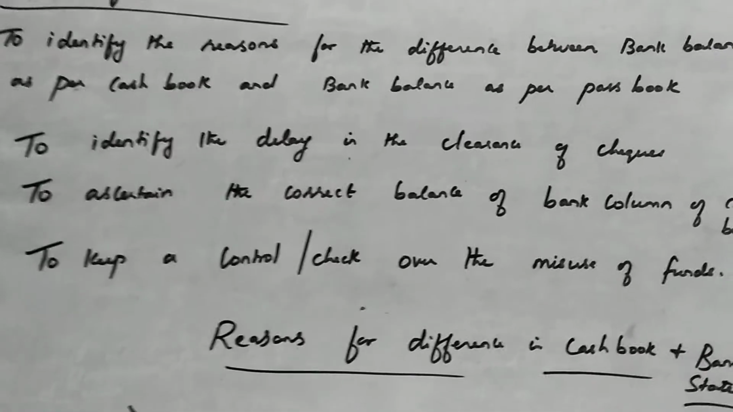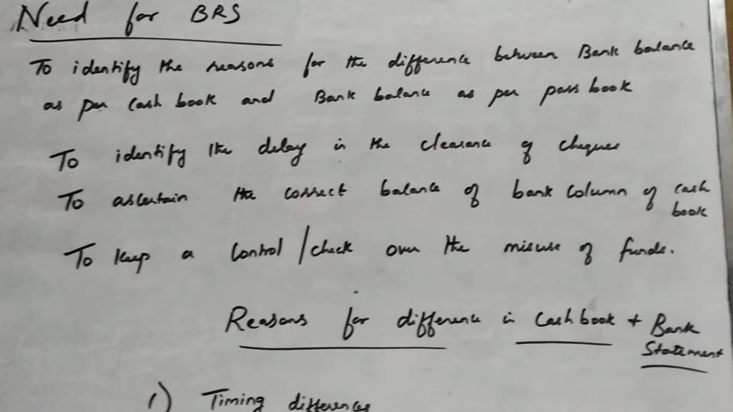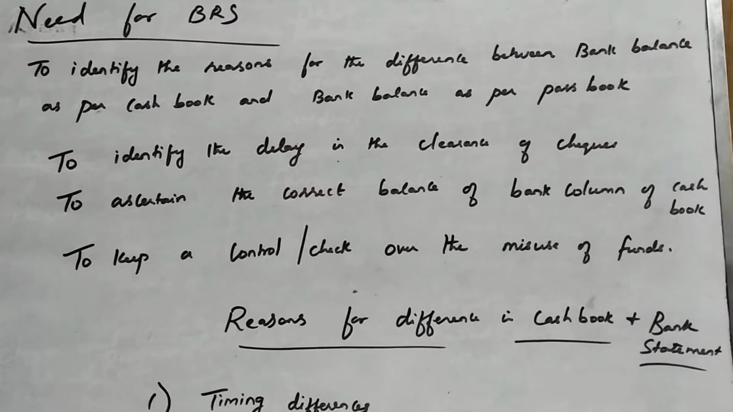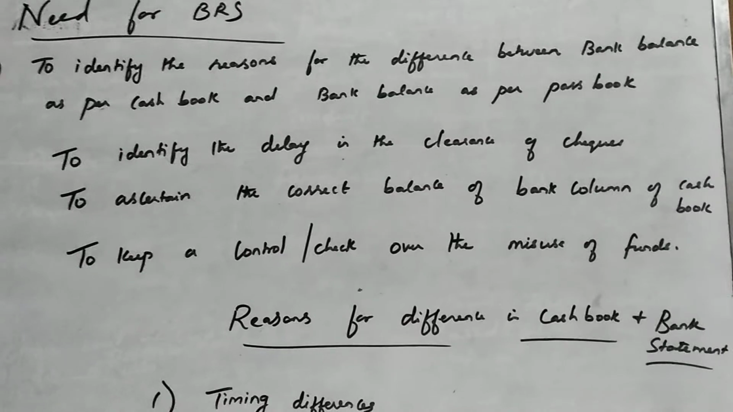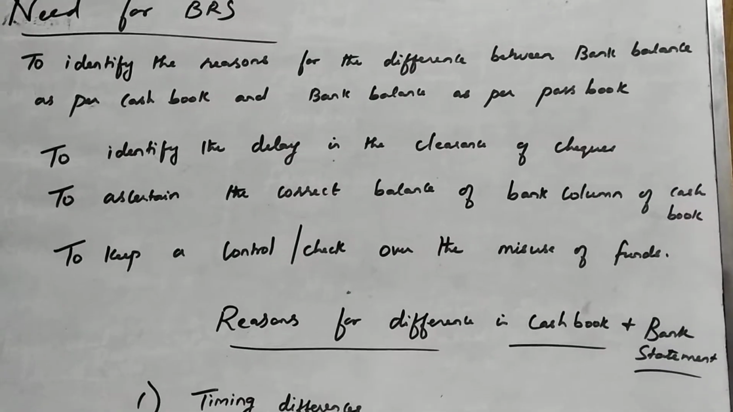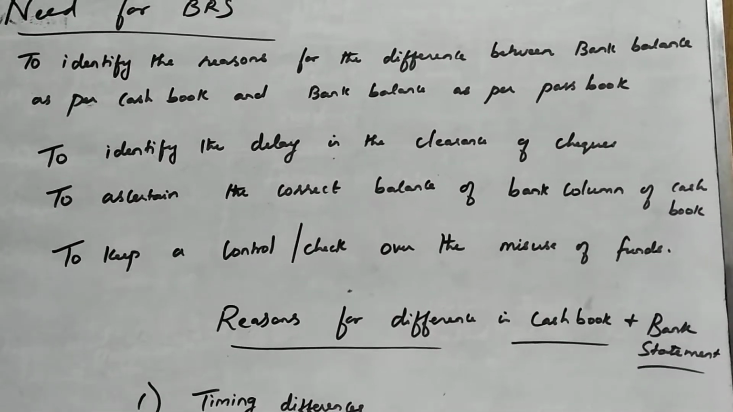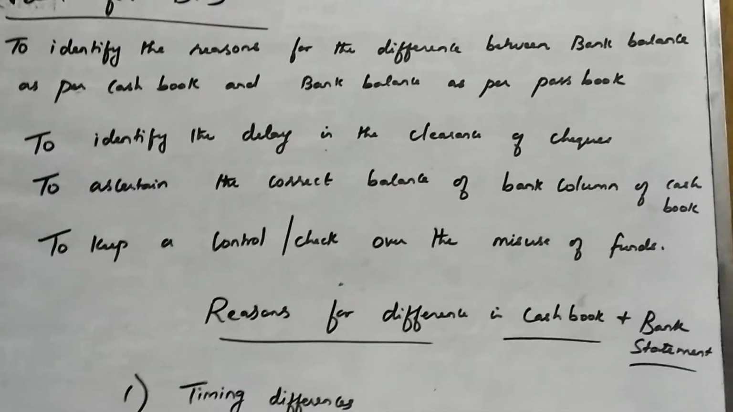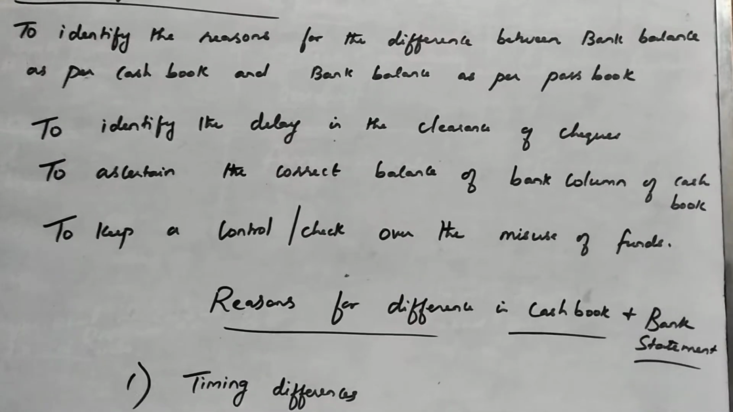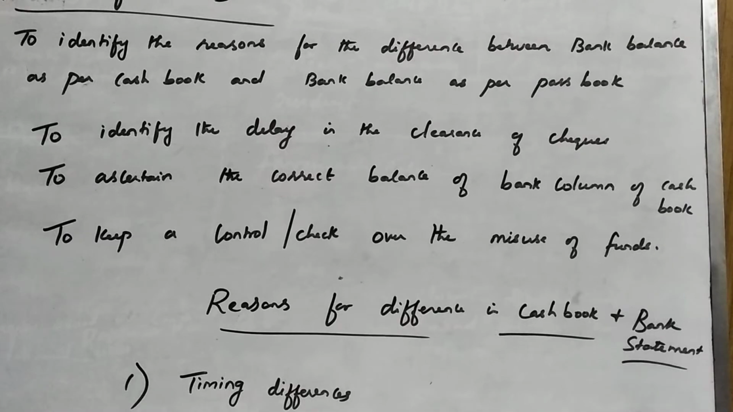Then, to ascertain the correct balance of the bank column of the cash book. So why do we need this bank reconciliation statement? In order to ascertain the correct balance of the bank column of the cash book. And the most important point is that we need this BRS to keep a control or check over the misuse of funds.